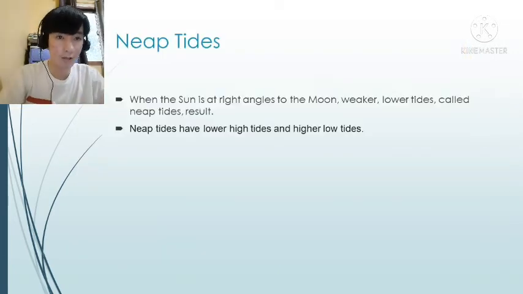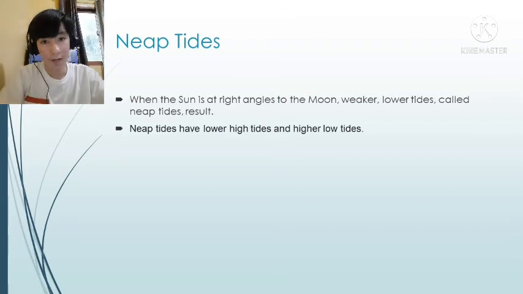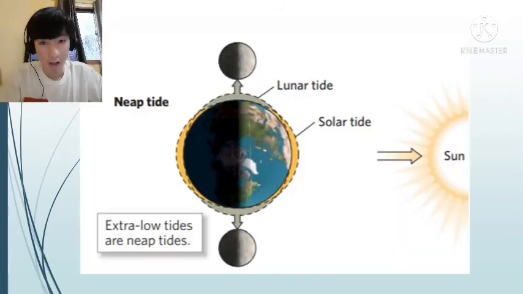Second, we have the opposite of the spring tide, which is the nip tide. Nip tides occur when the sun is at a right angle to the moon, creating weaker, lower tides called nip tides as a result. This means that nip tides happen when the sun and the moon are perpendicular to each other. The forces they exert don't add up, but instead work against each other. This creates lower high tides and higher low tides. Opposite to a spring tide, extra low tides are what we call nip tides.